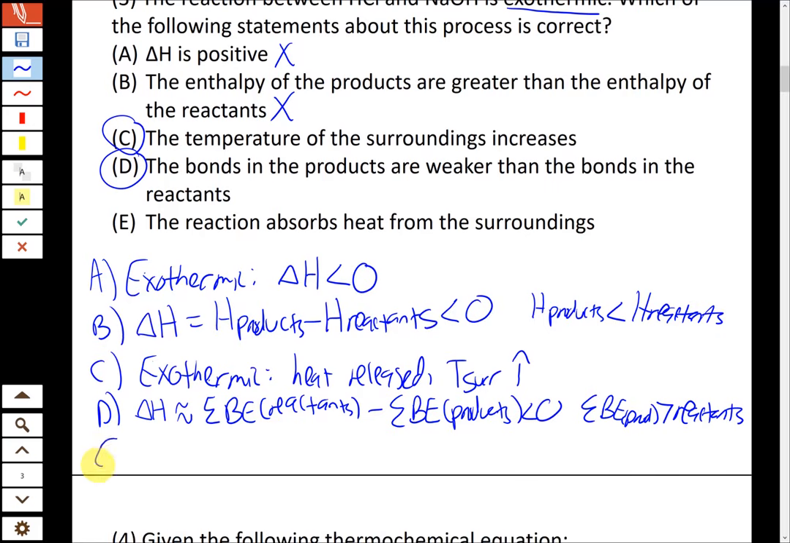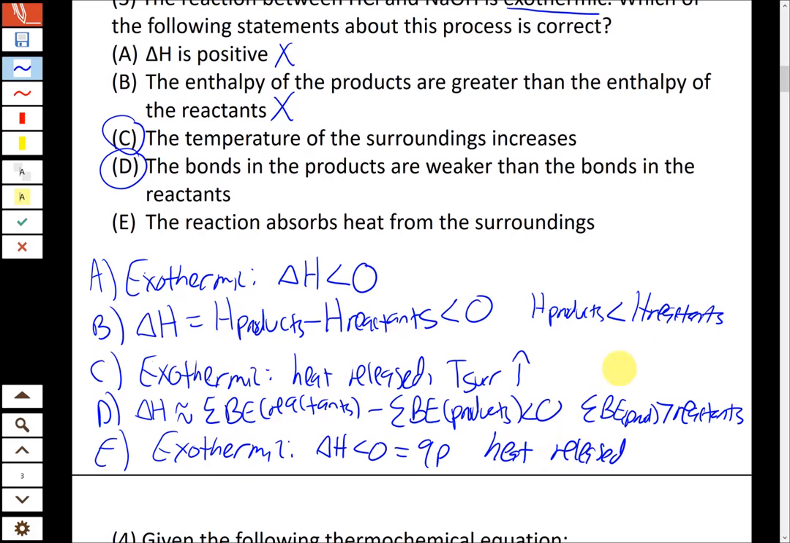And then choice E here is sort of the opposite of choice C. The reaction absorbs heat from the surroundings, but again, if it's exothermic, delta H is less than 0, delta H is equal to the heat measured at constant pressure, and so in this case, heat has to be released anytime you have an exothermic process. So heat would be absorbed from the surroundings in an endothermic, sorry, that one's wrong, I don't know why I circled it, in an exothermic process, and so this one is also incorrect. So choice C is the only one that would be true about an exothermic reaction. The rest of them are all sort of stating the opposite of what would be true about exothermic.